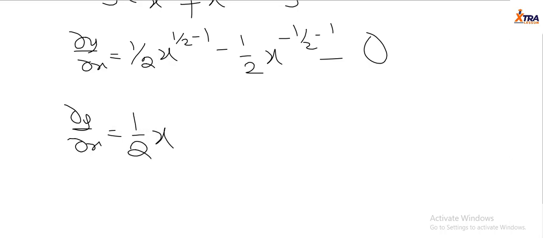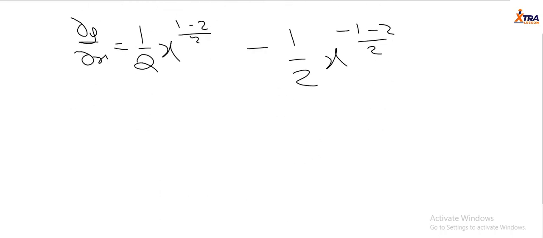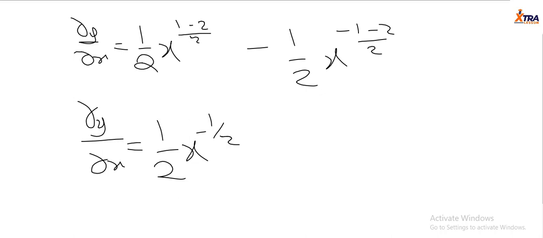So now we have dy over dx equals 1 over 2, x to the power, we find the LCM, which is 2. That will be 1 minus 2, minus 1 over 2, x to the power minus 1 over 2. We find the LCM, so LCM is 2 minus 1 minus 2. So we have dy over dx equals 1 over 2, x to the power minus 1 over 2, minus 1 over 2, x to the power minus 3 over 2.